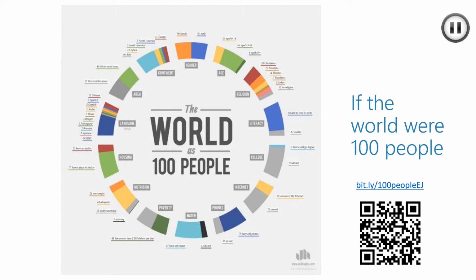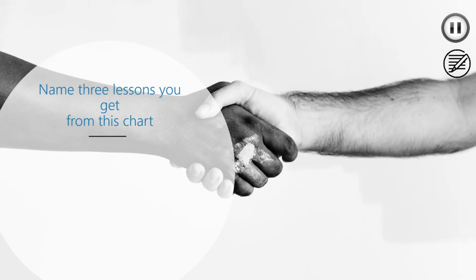Do you find anything to be surprising? And what is that? And what can you learn from this chart, if anything? I'd like you to pause this lesson and try to name at least 3 lessons it teaches you.